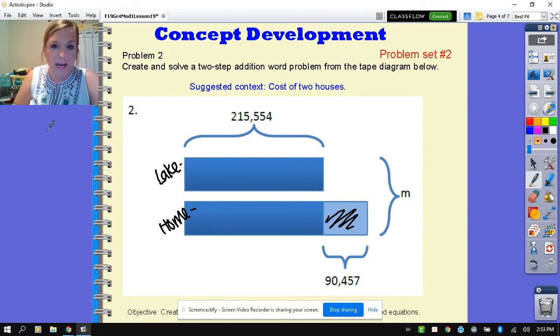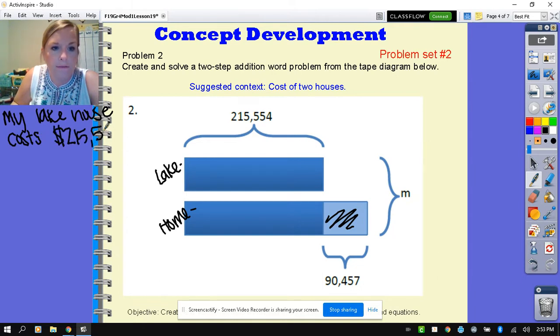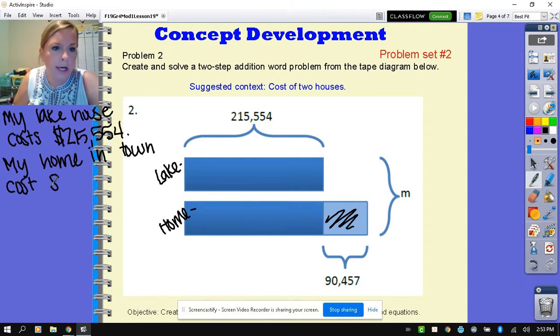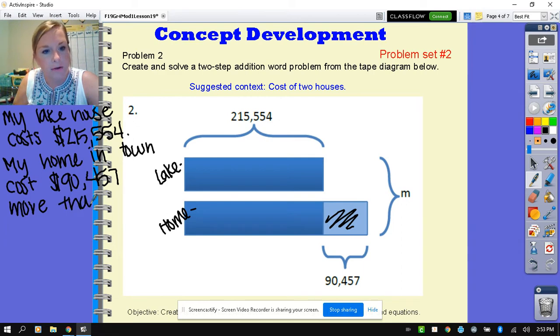So everything I just said, we're going to write into a word problem. So my lake house costs $215,000 and $554. My home in town cost how much more? $90,457 more than my lake house.